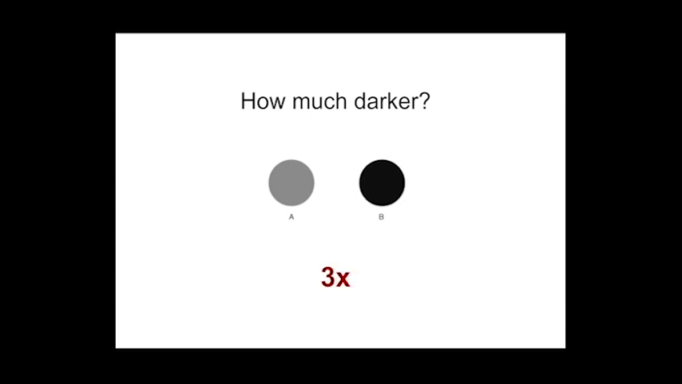Now how much darker is circle B? It's 3 times. So you might have gotten all of those right, you might have gotten most of them right, but the point being that not every person is going to get all of those right every time. So it's really important to think about how easily the information that you are trying to convey is going to be perceived by the viewer, and how accurately.